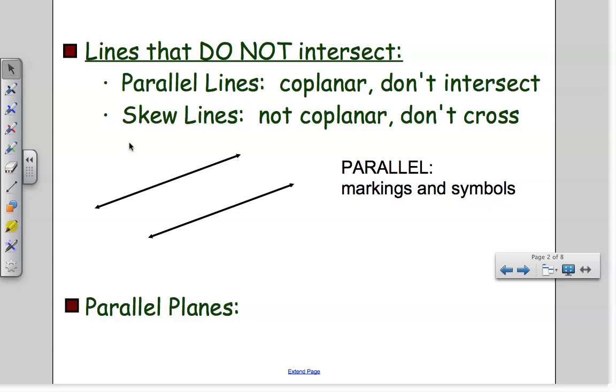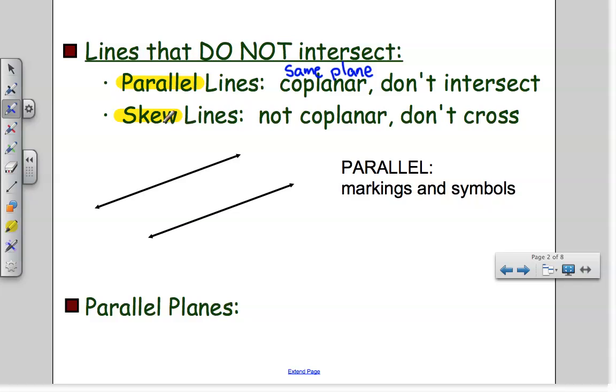Now you're very familiar with this type of lines that do not intersect, or do not cross: parallel lines. There's also another type of lines that do not intersect, and they're called skew lines. The difference here: parallel lines don't intersect, they don't cross, but they are coplanar, meaning they're in the same plane, so that same flat surface. Whereas skew lines also do not cross, they don't intersect, but they're not coplanar. They're not on the same plane, meaning you could not draw a flat surface through both of those lines.